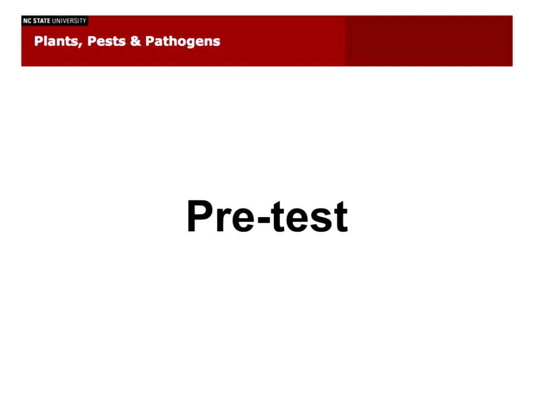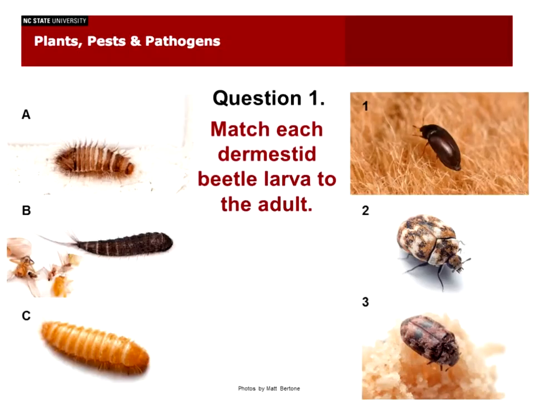Okay, but first, before we start, let's do a little pretest. Take out a piece of paper and pencil and number from 1 to 5. We'll give you 15 to 20 seconds, maybe 30 seconds for each question. First question. Match each domestic beetle larva to the adult. We'll give you about 25 seconds. It's going to be a fun one.